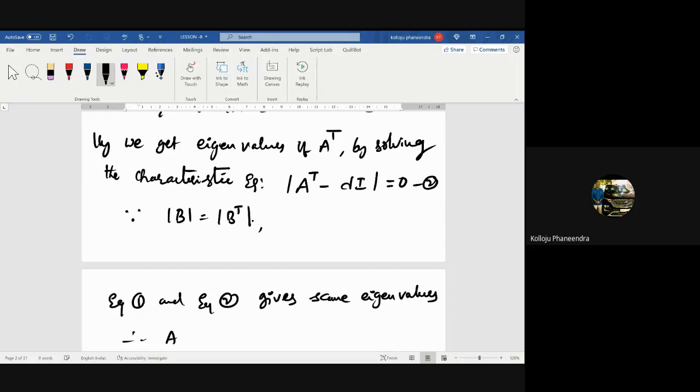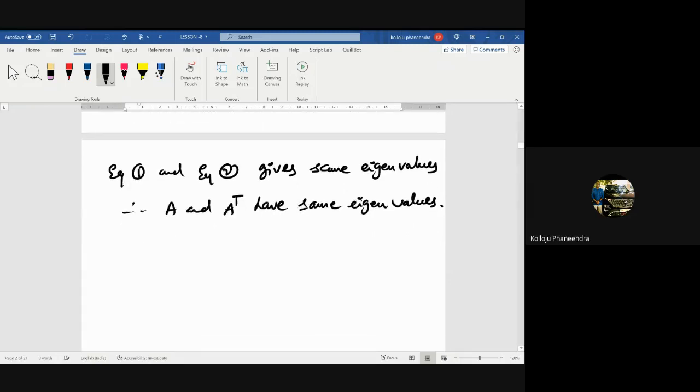Therefore, A and A transpose have the same eigenvalues. Okay, this is one more property of eigenvalues. And the next one, this is important.